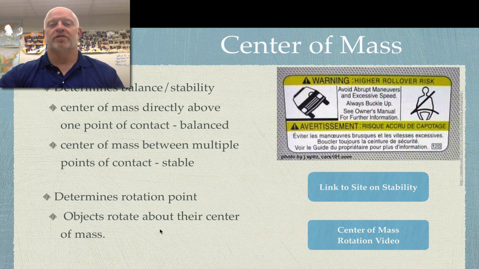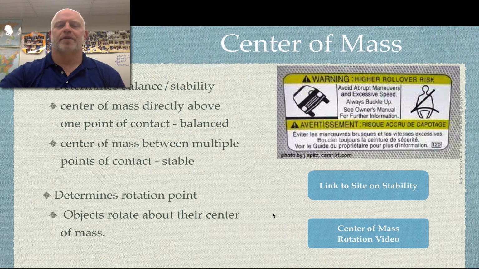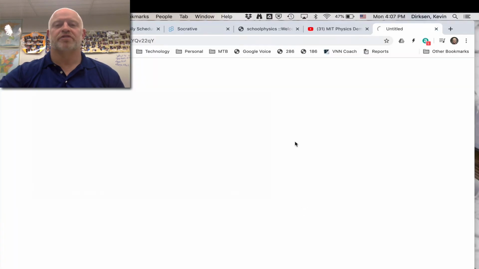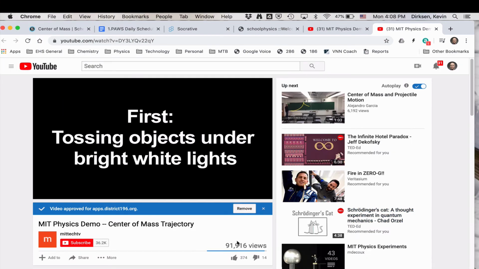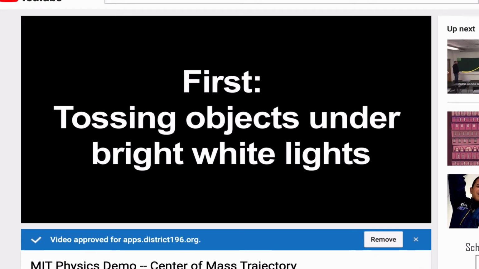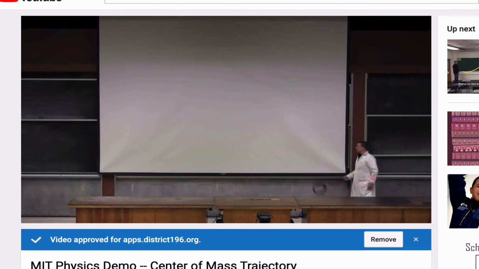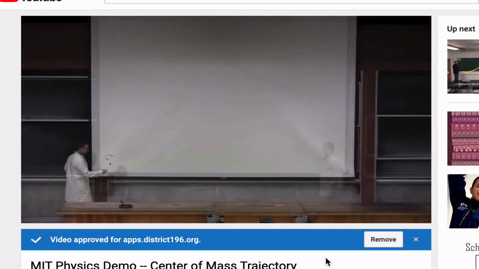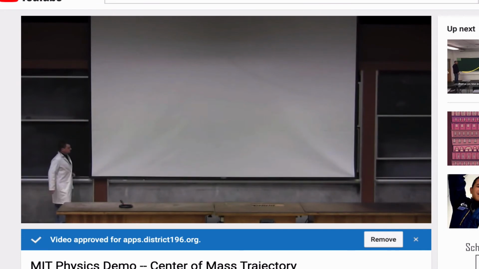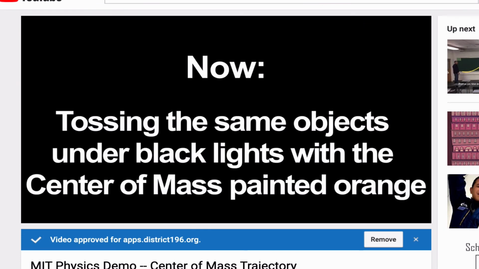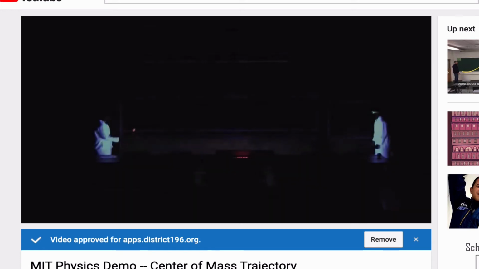So if we're trying to find the center of mass on something, we actually can track where that center of mass is located by watching how it rotates. Here's a video from MIT that allows us to show this idea of center of mass. You'll notice with these throws, you can see that the objects are not symmetrical, so they kind of spin in weird shapes as they fly. Now they're going to move it under a black light and only have the center of mass painted in orange for us.